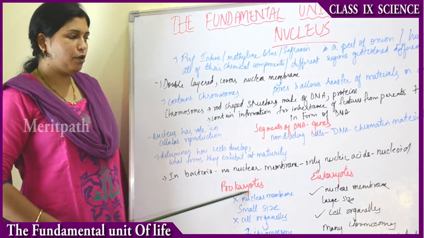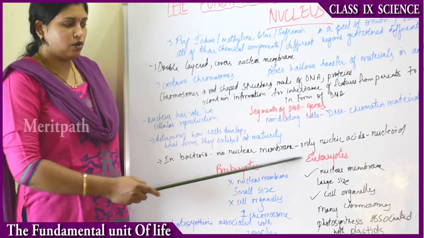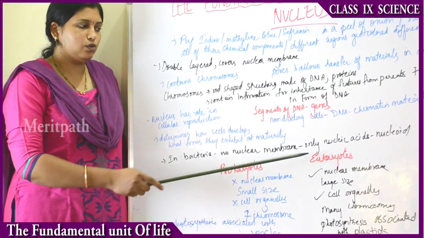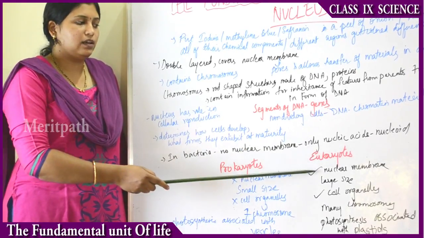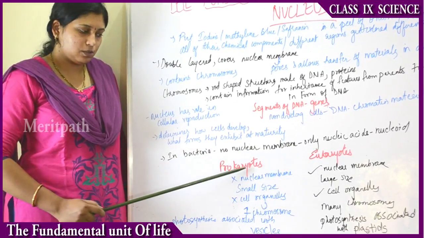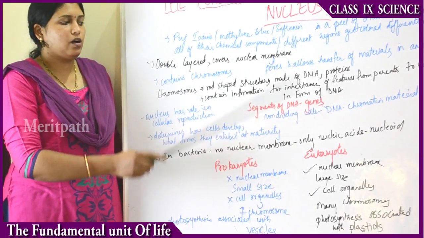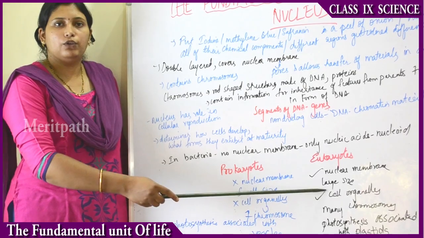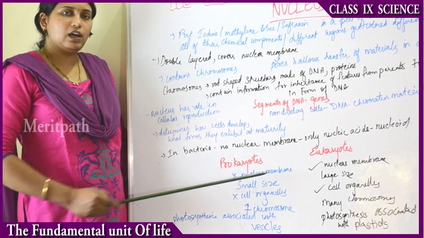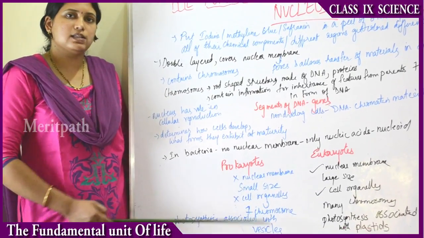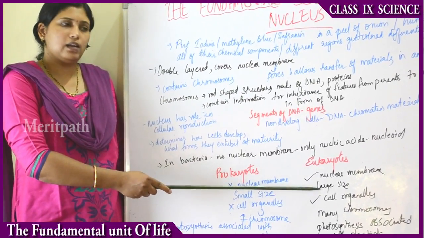Then talking about prokaryotes and eukaryotes. Prokaryotes are present in only lower living organisms and eukaryotes are present in higher level organisms. Prokaryotes do not have a nuclear membrane, whereas eukaryotes have a nuclear membrane. Prokaryotic cells are smaller in size. Eukaryotic cells are larger in size.